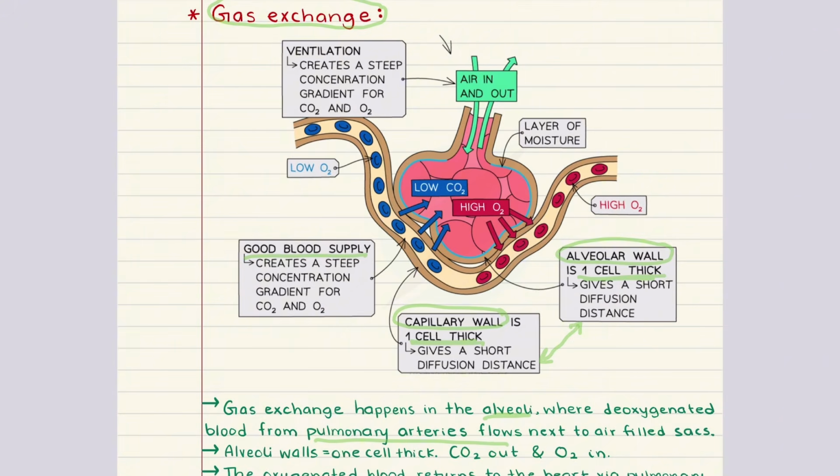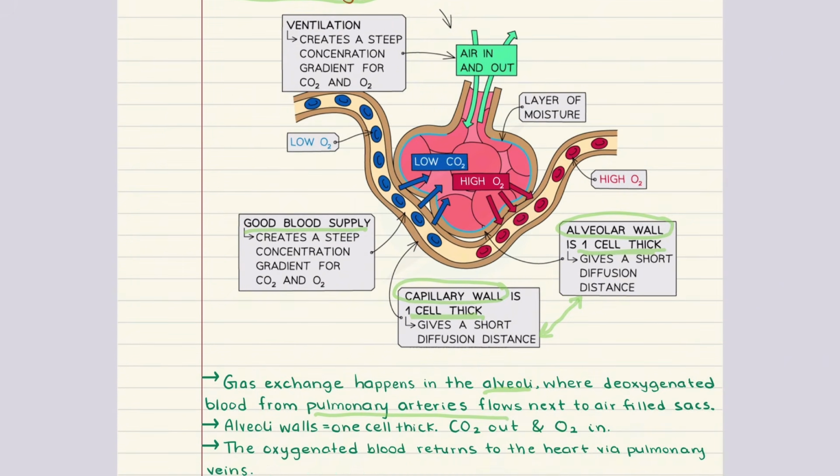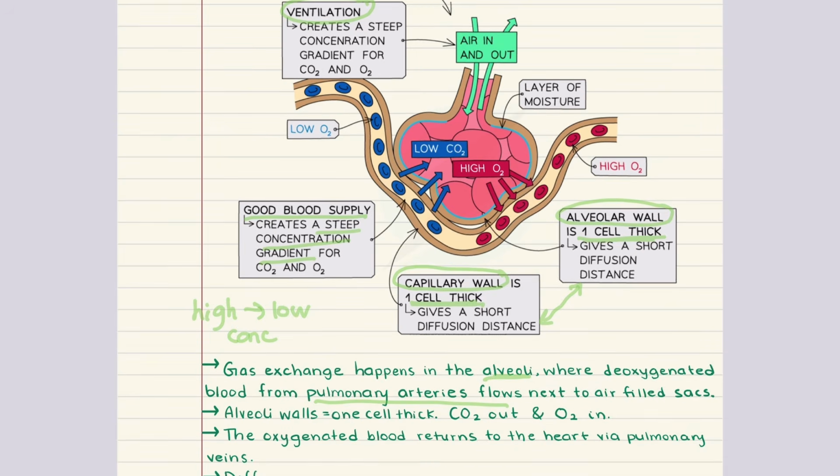Because gases move from areas of high concentration to areas of low concentration, oxygen flows into the blood and carbon dioxide flows out into the alveolus to be exhaled. This movement is driven by steep concentration gradients, which are maintained by both ventilation, bringing fresh air into the alveoli, and good blood flow, which constantly delivers carbon dioxide-rich blood and carries away oxygenated blood.